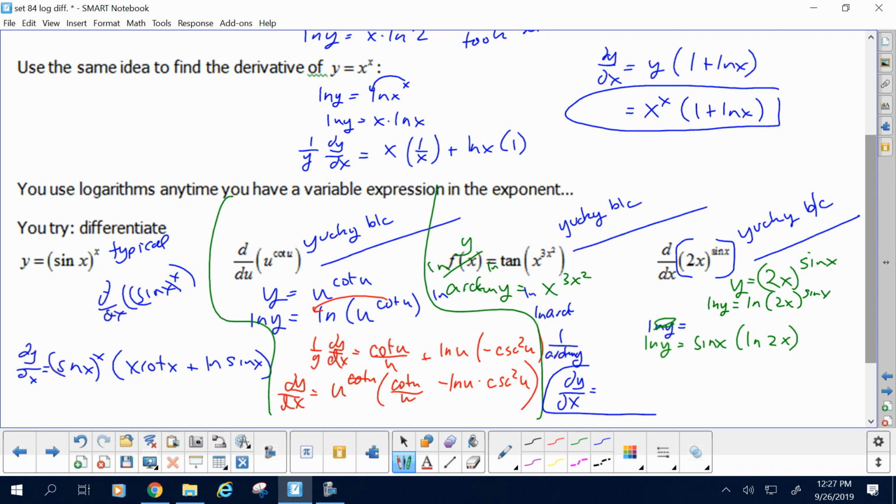Yeah, okay. Take the derivative now. Take the derivative. 1 over y dy dx equals cosine of x plus sine of x. And you say 1 over 2x times 2. We're cool. Yes? It should be cosine of x. Ben?